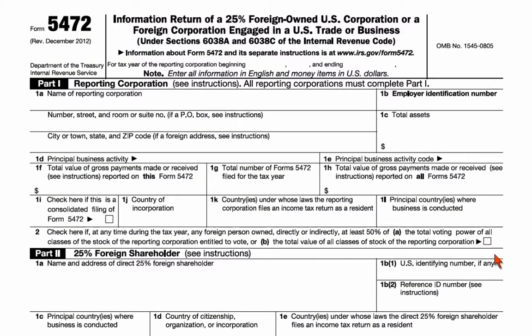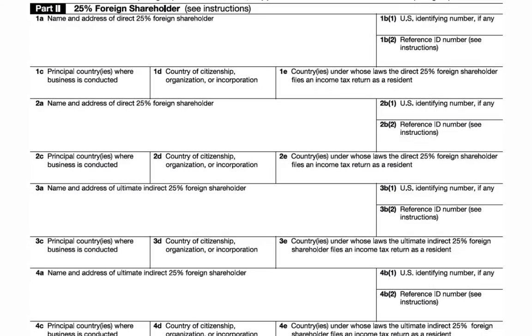On line 2, you check the box if the reporting corporation had a 50% or greater foreign shareholder. Part 2 needs to be completed only by U.S. corporations. Foreign corporations engaged in a trade or business in the United States can skip Part 2 entirely.